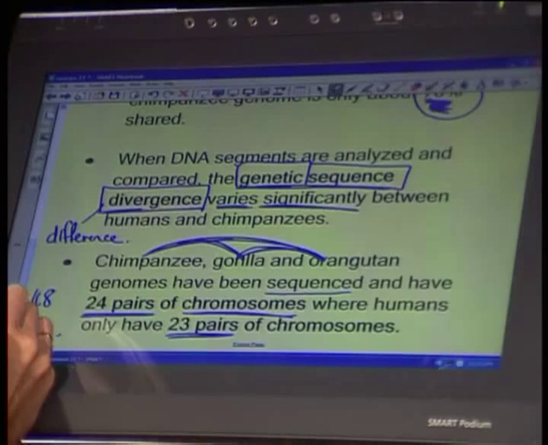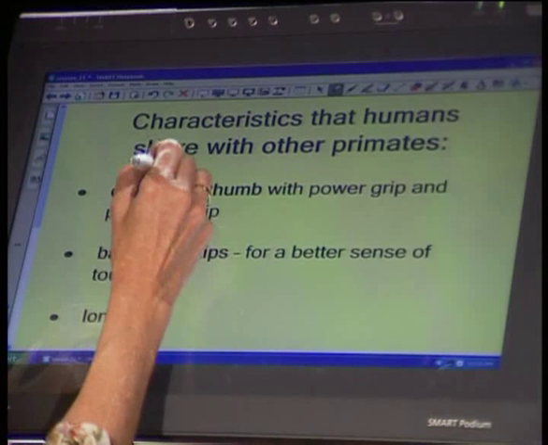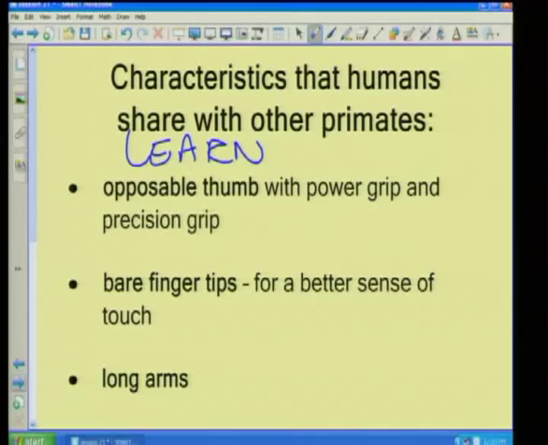So, characteristics that humans share with other primates. People, learn. Watch what I'm writing here. Learn well. They love to ask this in an exam. They'll give you a diagram of an orangutan or a gorilla or a chimpanzee and a diagram of a human being, and they're going to ask you to compare the two diagrams. You've got to know what we share and what we have in common with primates.